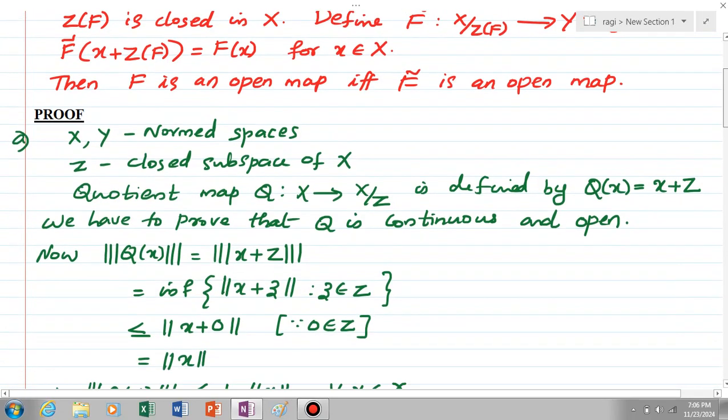For that, we are checking the norm of Q of x. We know in the quotient space the norm is the quotient norm. So the triple norm of Q of x, which is the quotient norm, equals the triple norm of x plus Z, and by definition that is equal to the infimum of all norm of x plus z, where z is an element of Z. Being the infimum, it is less than or equal to each and every element of the set. So it is less than or equal to norm of x plus 0, where 0 is an element of Z, and that equals norm x.